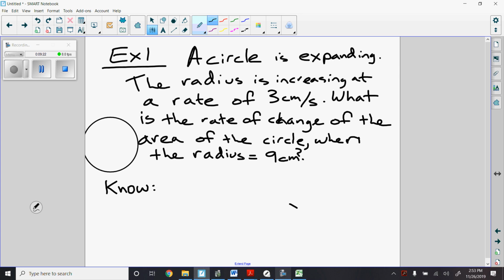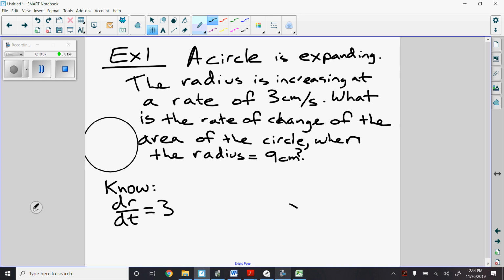So I need to show that that's a rate by listing it as a derivative. And all of our derivatives in this unit will be with respect to time. And since I'm dealing with a radius here, I'm not going to use r equals 3. I'm going to use the derivative of r with respect to time equals 3. And that's going to look like dr dt. When I make my know and need lists, I don't include units. My final answer should include units, however.